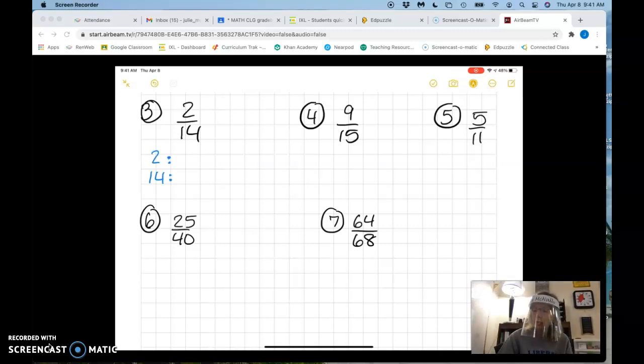What are the factors of 2? 1 and 2. What about 14? 1 and 14, and 2 and 7. Good. Okay, so 1 and 14 and 2 and 7. Now, what is the greatest common factor in these two numbers? 2. So that means I am going to divide the top and bottom of this fraction by 2.